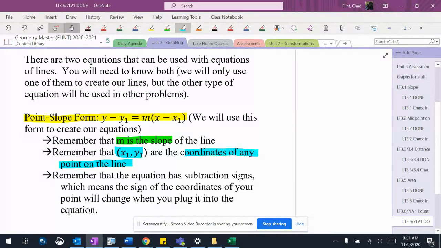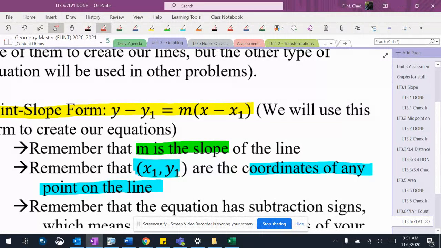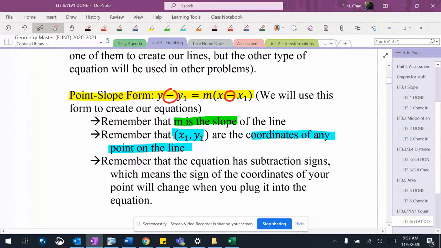The one thing to remember is that this equation does have subtraction signs built into it there and there. And that means that we have to be careful when we plug numbers in because the coordinates are going to appear to change signs because there's a minus sign in that equation. So we'll plug our numbers in. If it doesn't ask us to do anything with the equation itself, like make it y equals or anything, then we'll leave it alone. Okay, if it does ask us for a specific form, we may have to do a little bit of algebra to make that make sense.